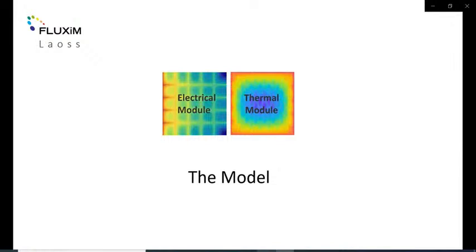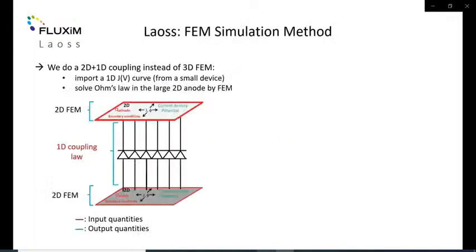Let's start with the electrical module and thermal module of LAOS. Before we show real applications, we will briefly explain the model and the necessary input provided by the user. The electrothermal part of LAOS is based on the finite element method. On the two electrodes, we solve Ohm's law in two dimensions. They are coupled by a user-defined one-dimensional coupling law.